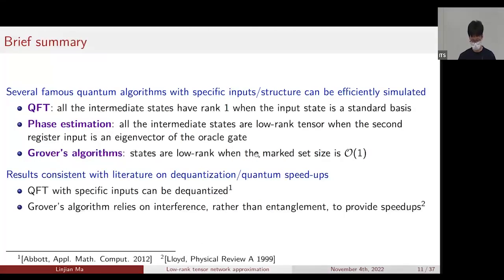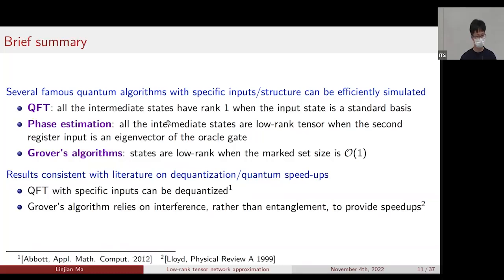Okay, so briefly summarizing, several famous quantum algorithms with specific inputs can be efficiently simulated by CP decomposition. And this is also consistent with some existing results showing that, for example, QFT with specific inputs can be dequantized. I think this result is using MPS input. And also Grover's algorithm is not relying on the entanglement too much to provide the speedups.